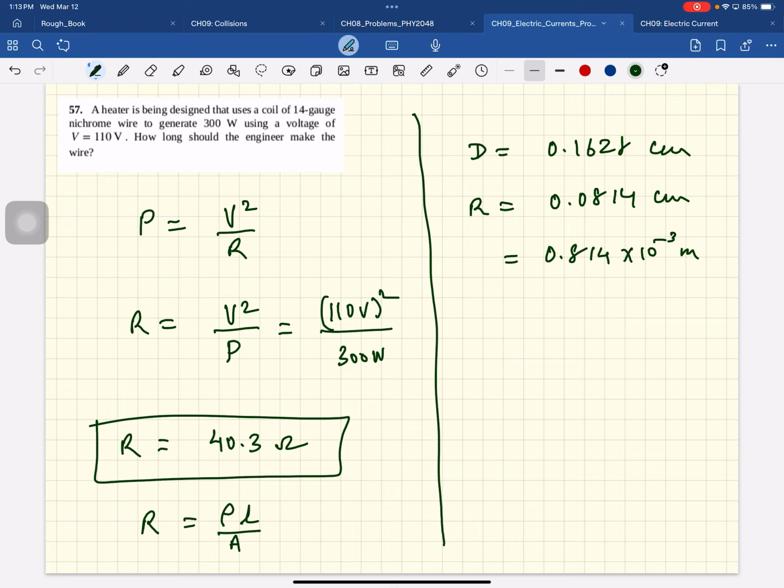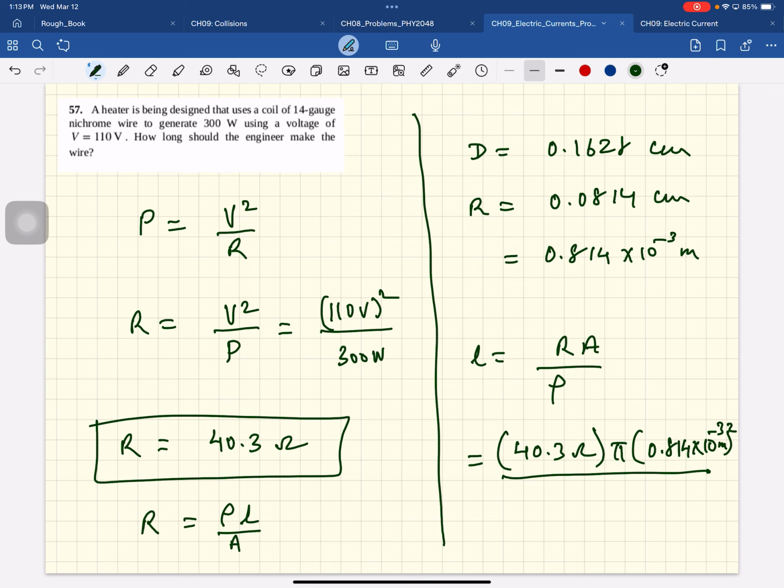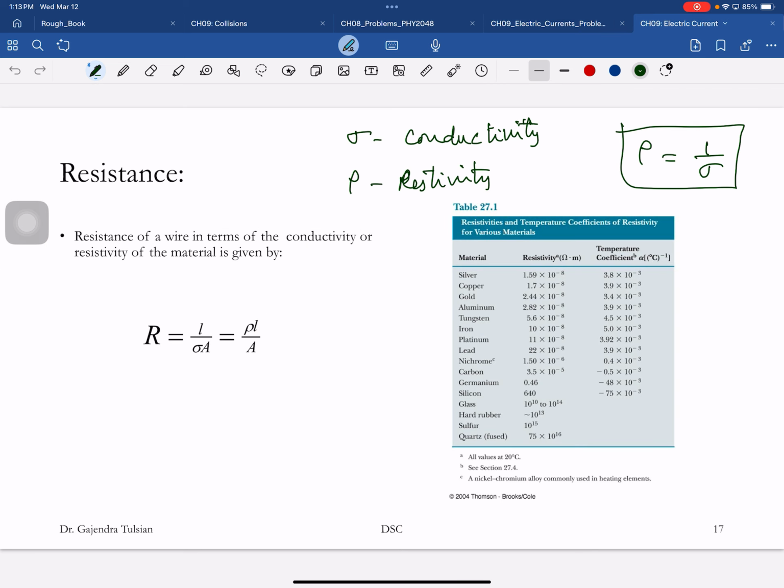Okay. All right, so the length of the wire you need is resistance times area divided by rho. Resistance is 40.3 ohms. Area is pi r squared, 0.814 into 10 to the minus 3 meters squared. And the resistivity of nichrome is 1.5 times 10 to the minus 6.